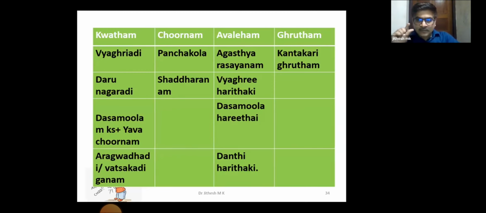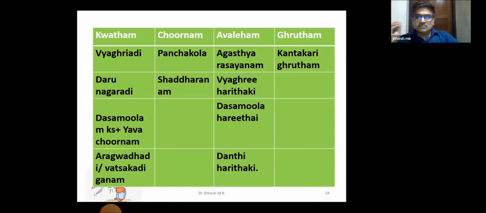Then Vyagriyadi Kashaya. When we come to the Churnas, either Panchakola Churna or Shadharana Churna, we can use this. When we come to Agastya Rasayana, Avaleha, Agastya Rasayana is suitable only in this condition. You should be very careful. Not all conditions that Agastya Rasayana is suitable. Not all conditions the Shamulam Kashaya is suitable. Not all conditions this Vyagriyadi Kashaya is suitable.